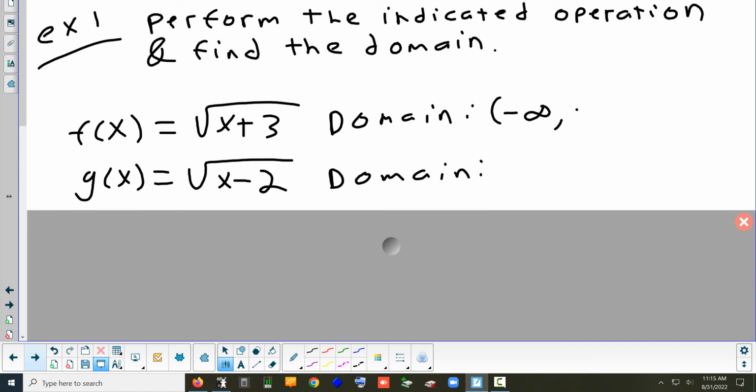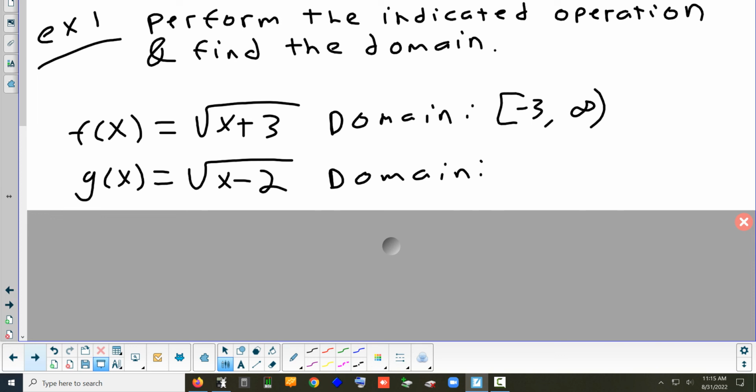So this is your domain. Let me fix that. From -3, as high as you want to go. The bracket on -3 means you can include -3. The parenthesis on infinity means you never reach it. So this is any number from -3 and up.